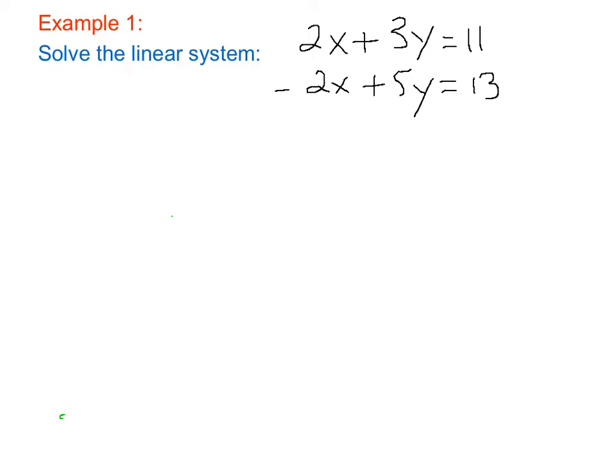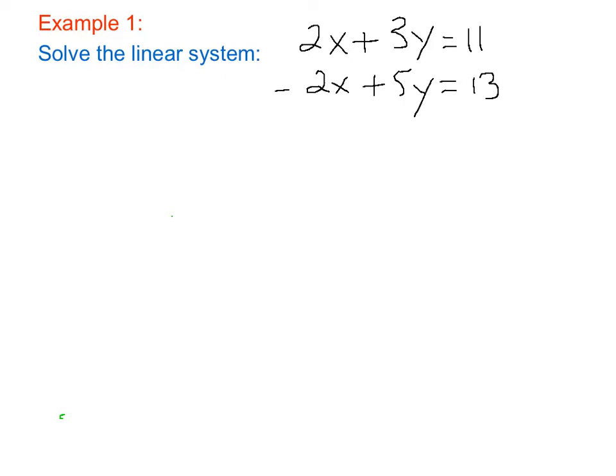Alright, so here we are looking at example 1. We want to solve this linear system with the two equations we're given here. What I'm looking at is the terms that have the same variable, and their coefficients, to see if they're the same number. For example, the x's both have a 2 in front of them for coefficients, so if I were to add or subtract, they would cancel. If I looked at the y's, one has a 3 and one has a 5. If I were to add or subtract those, it wouldn't cancel.